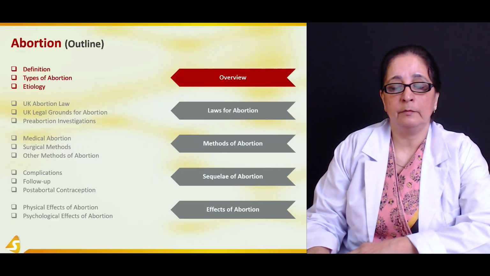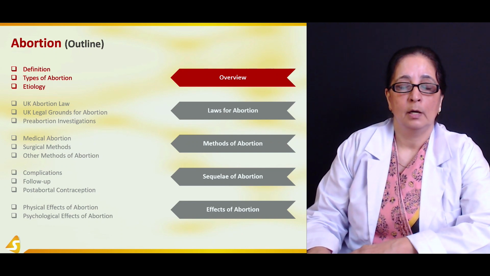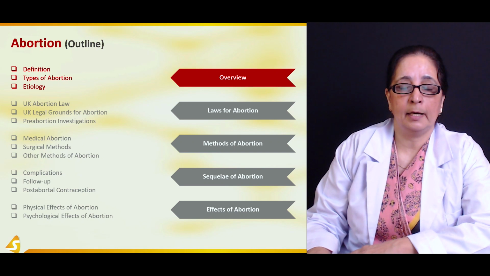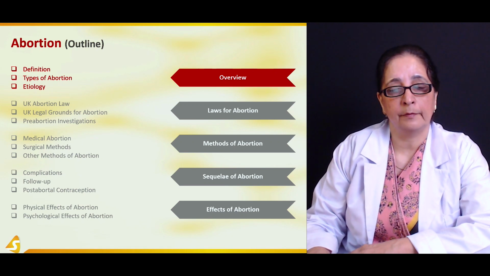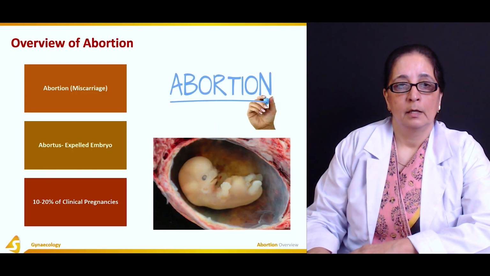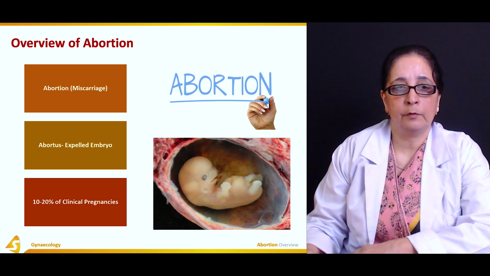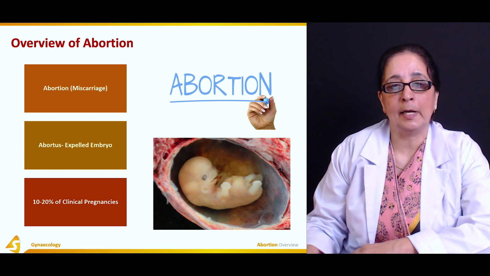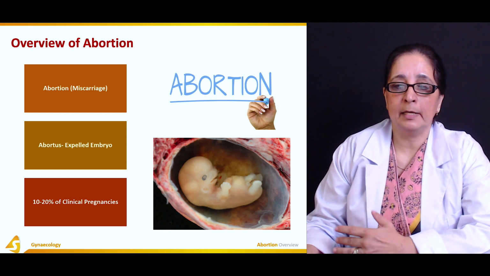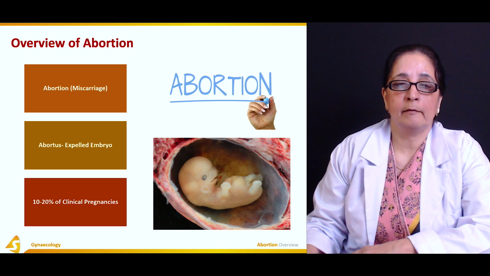In this section, we will discuss what abortion is, the different types of abortion, and the different causes of each type. First, abortion is also known as miscarriage. The word abortion comes from abortus, which means expelled embryo. So when the embryo is expelled spontaneously, that's a miscarriage.